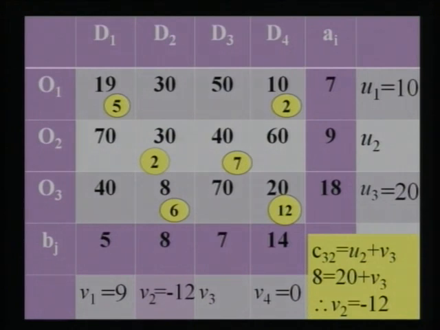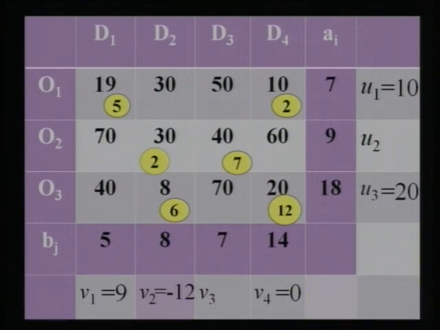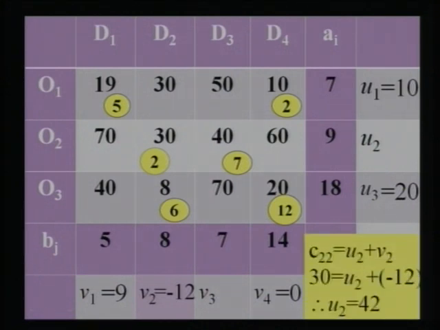Okay, V2 is calculated, sorry. Here it is a mistake. It should be the other way, U3 plus V2, no problem. So it is calculated in the right way, minus 12. Now I can calculate this value U2.